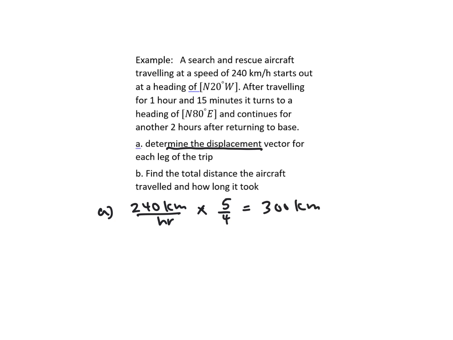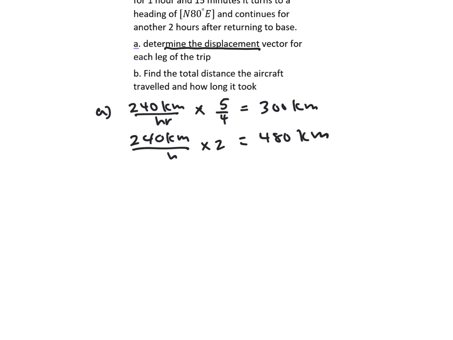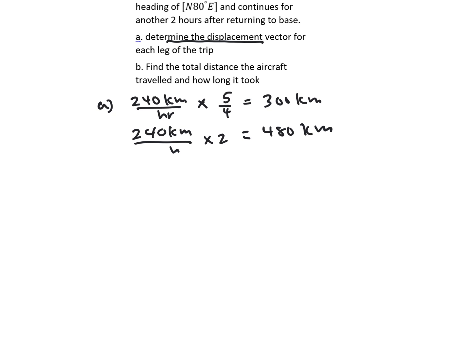And then the second part of the trip, they're traveling at the same speed, this time for 2 hours. So that's 480 kilometers. I'm going to draw a diagram to find part B. Part B says find the total distance. First I'm going to do tip to tail, and then I'm going to do components to show you that either method is fine. We'll end up with the same result.